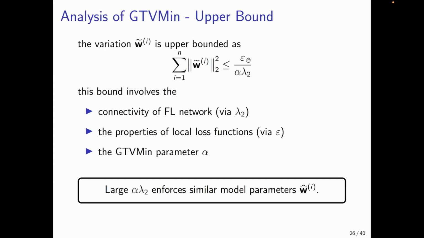Well, we can upper bound this deviation by this ratio, epsilon, which is a measure for the heterogeneity of the local data set, divided by alpha times lambda 2. So we choose a sufficiently large alpha such that this quantity is small enough. We enforce that each node learns almost identical model parameters.